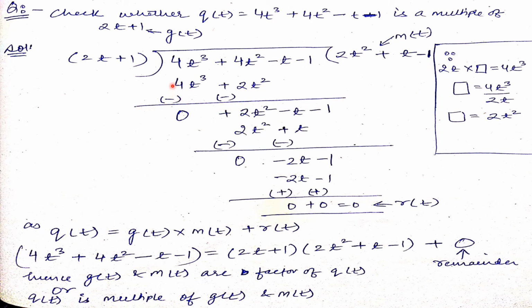As it was positive, it becomes negative. As it was positive, it becomes negative. Now these two will cancel. We have got 0. This was our job. Now solve this part. 4t square minus 2t square. As they are like terms, they can be solved. Answer is 2t square. Now bring these two terms downwards as in last case. So we have got new dividend, that is 2t square minus t minus 1.